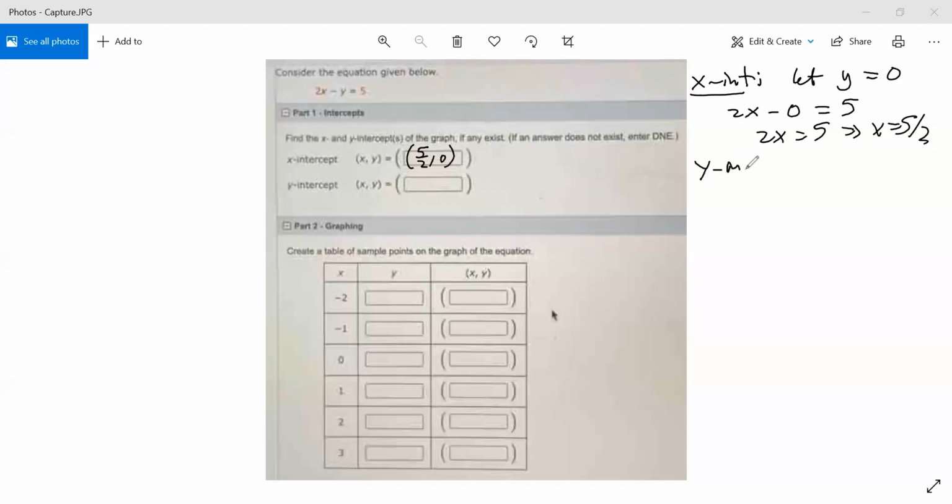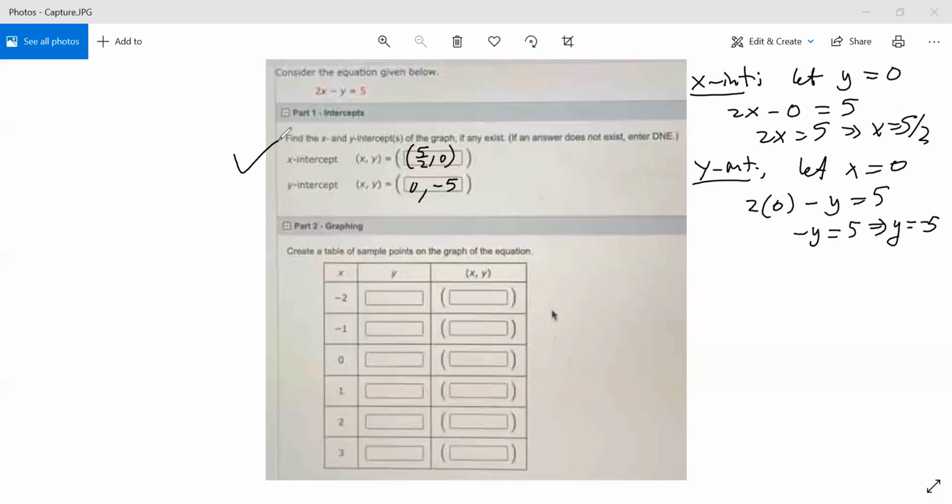Now for the y-intercept, you're going to make x 0. To find the y-intercept, you're making x 0. To find the x-intercept, you're making y 0. Okay, so then I'm plugging it in, 2 times 0 minus y equals 5. And this is just going to be 0. So then you have negative y equals 5, and multiply both sides by negative 1. Then y equals negative 5. So x is 0 and y is negative 5. That's what you're putting here. Okay, so this is done.